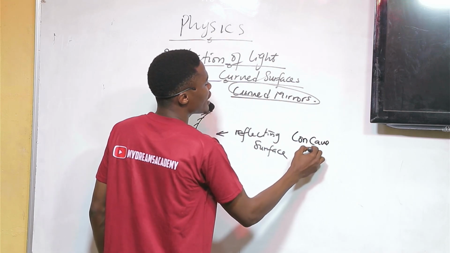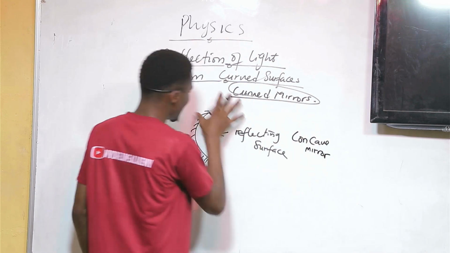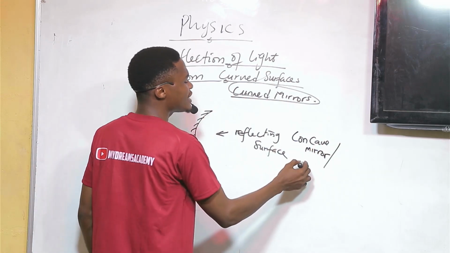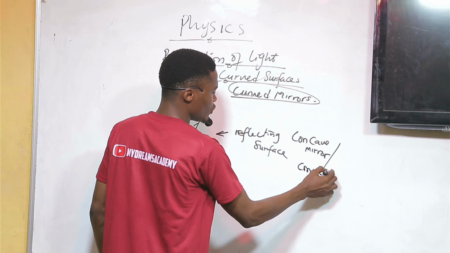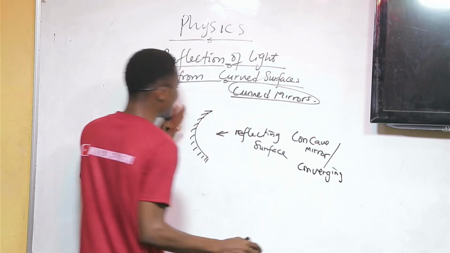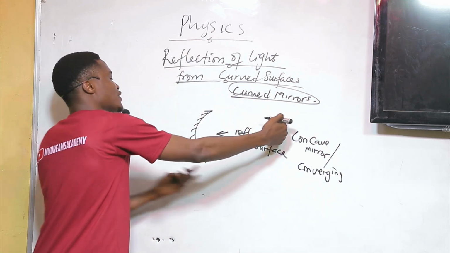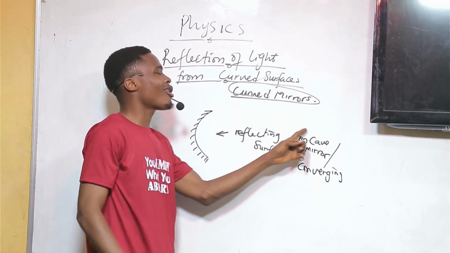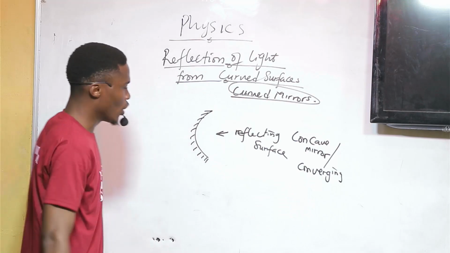This is known as a concave what? Mirror. So this is a concave mirror. If we don't call it a concave mirror, we also call it a converging mirror. So take note of that. A type of mirror where the reflecting surface is inside while the coated surface is outside is called a concave mirror or a converging what?